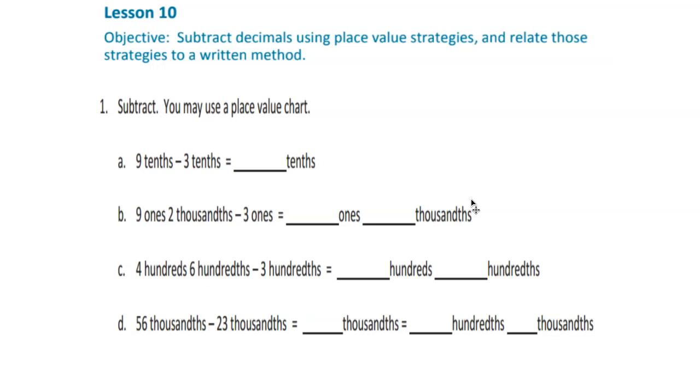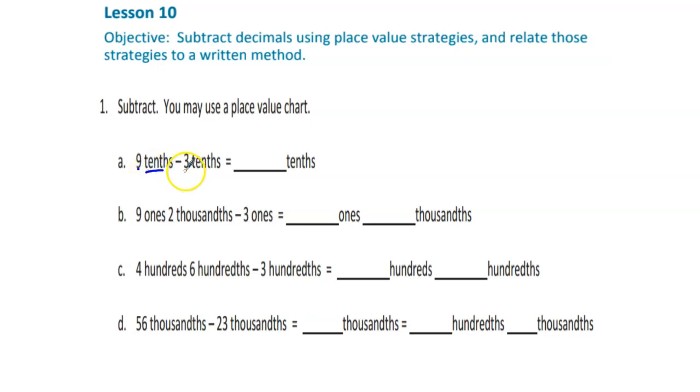Number 1, directions say subtract. And we may use a place value chart if we need one. We are not going to use one for the first couple. We may use one as we move on to maybe C or D here. Let's go ahead and take a look at A.